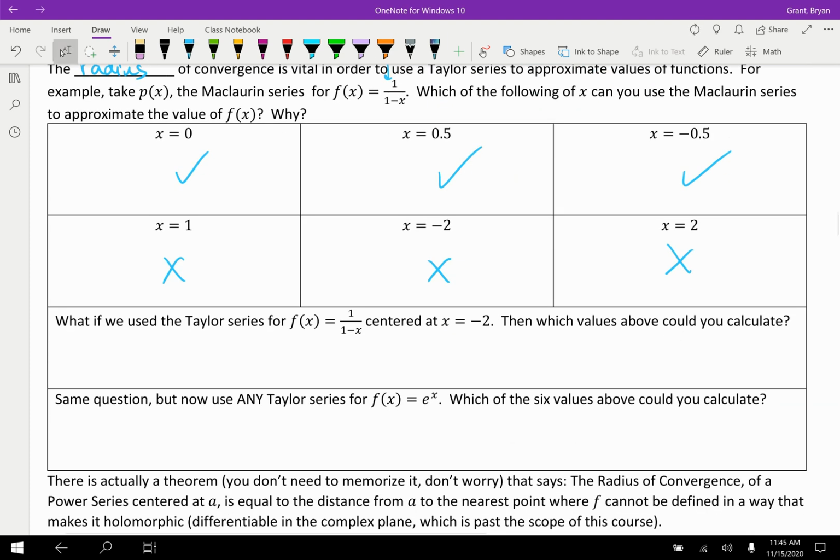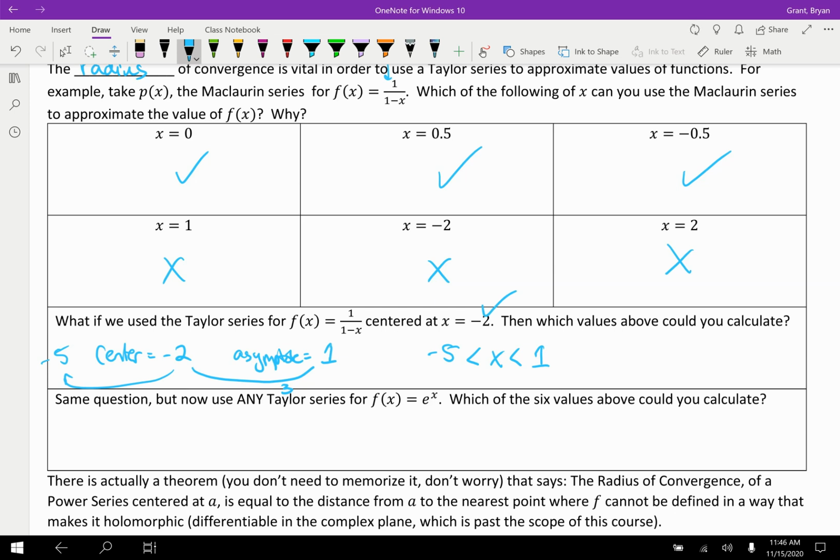Well, what if we use the Taylor series centered at negative 2? Well, then we have a center at negative 2, and we have the asymptote at positive 1. What's the distance between? The distance is 3. So that means I can use any value of x that's smaller still than 1, of course, right? And then what's 3 to the other way? I think it's negative 5, right? Now I'm allowed to use any x value between negative 5 and positive 1. And so I think that negative 2 will work here.